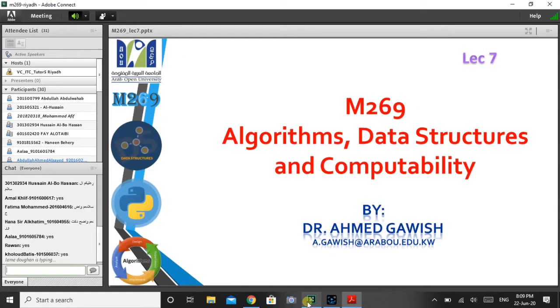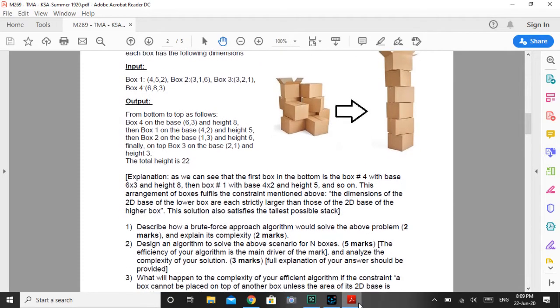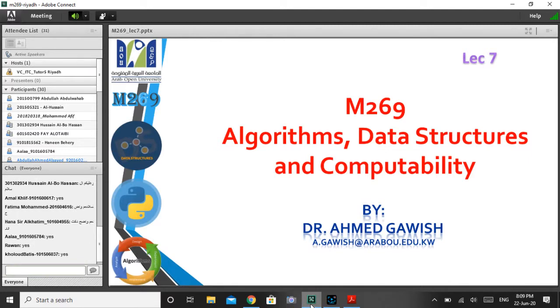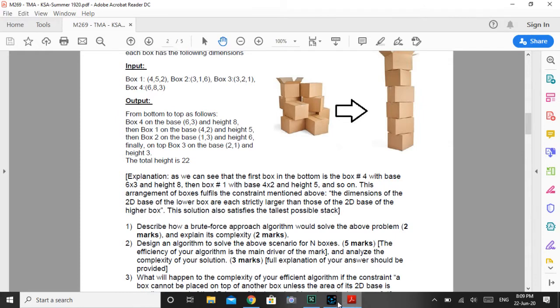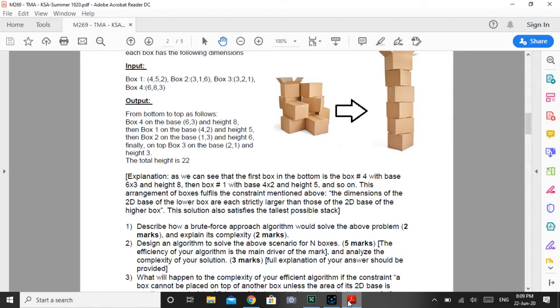So based on this, you need to describe how a brute force approach algorithm would solve the above problem and explain the complexity. Brute force means you need to try every single possible solution from the domain of solutions. So brute force means you need to try all options.